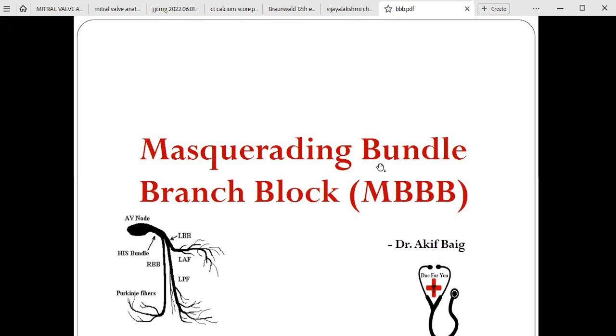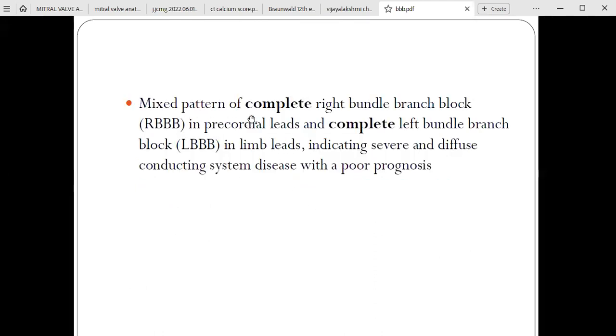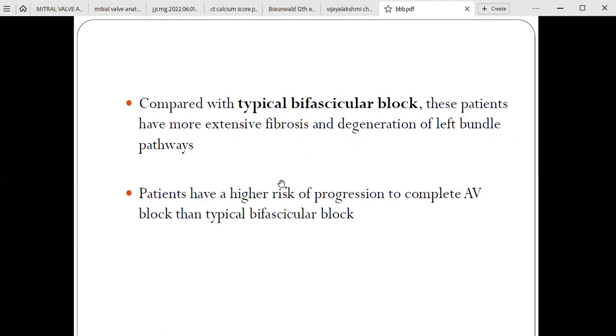Coming to alternating bundle branch block, this is called ABBB. These consist of a mixed pattern of RBBB and LBBB. Patient will have features of both RBBB and LBBB. In the precordial leads, that is the chest leads, patient will have RBBB, whereas in the limb leads, patient will have LBBB. It is indicative of severe and diffuse conduction system disease and carries a very grave prognosis.